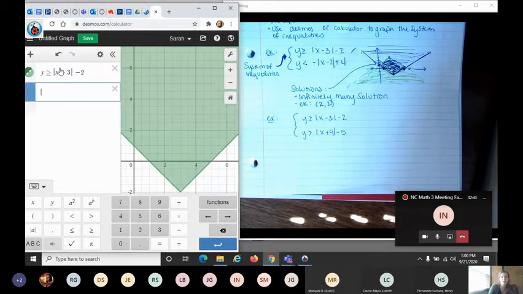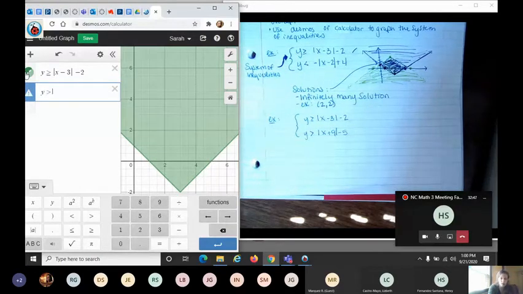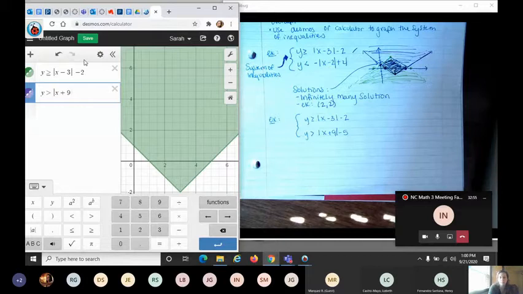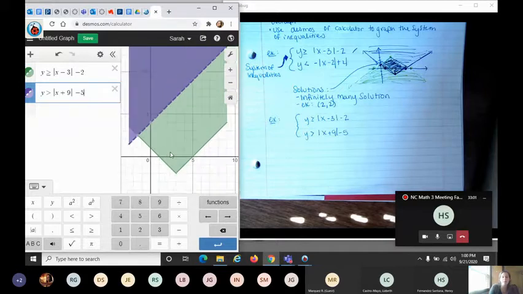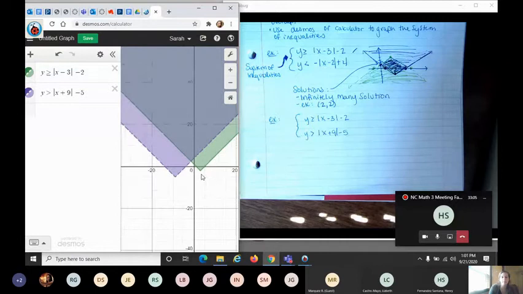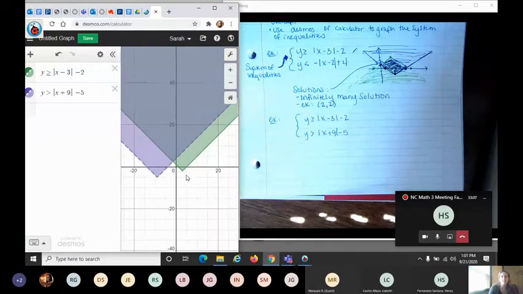Okay, so that's the first one. Y strictly greater than. Okay, I'm gonna zoom out my graph so you guys can see how my graph turned out. So you should have something like this.